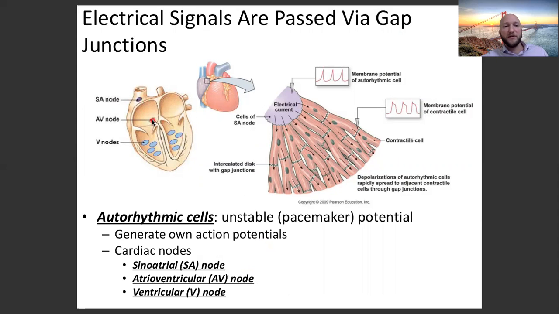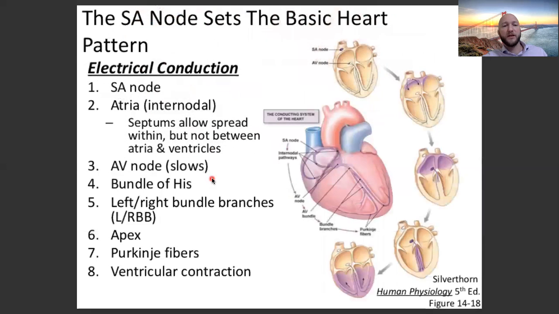Here's the SA node, the AV node, the ventricular node. So at the SA node, the contraction will start here and spread throughout the atria, causing the atria to push the blood into the ventricles to completely fill them. Remember, the interatrial septa allows for that depolarization to pass through. The atrioventricular septa does not allow for that signal to pass through.